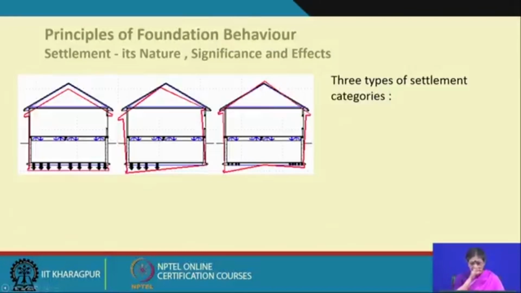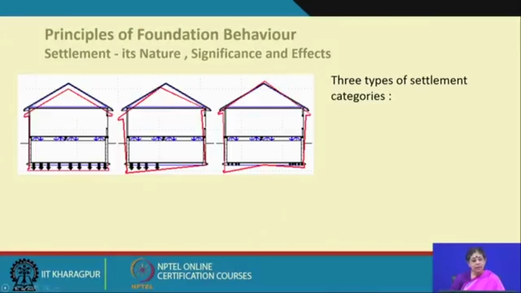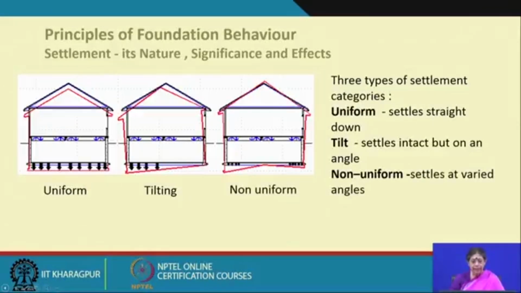Now, one thing we must understand when talking about the substructure is the principle of foundation behavior in a nutshell. If there is a settlement, which is generally manifested in terms of cracks, we have to understand the nature, significance and effects of the settlement. Generally there are three broad categories of settlement. One is uniform, when the entire structure settles uniformly straight down. Then there is a tilt, when it settles intact but at an angle. And then a non-uniform settlement, which settles at varied angles.